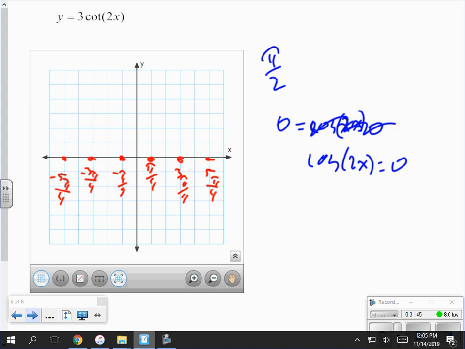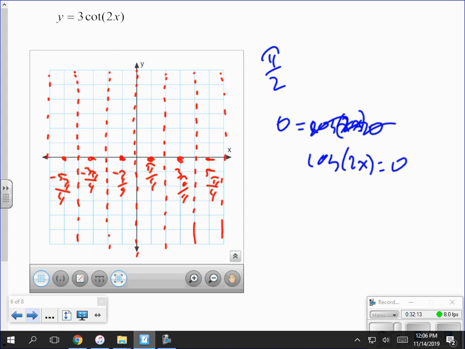Where are my asymptotes? All the pi over 2s, which are halfway between. All the odd pi over 4s are my zeros, and my even pi over 4s, which are pi over 2s, are halfway between. So it's a narrower graph. And I actually have it at the ends as well.